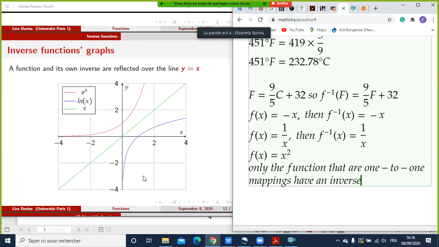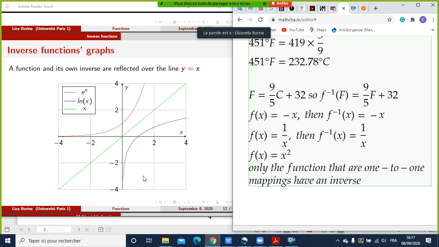So, inverse function graphs. That's very interesting, and I promised yesterday that I'm going to show you something beautiful about exponent and logarithm. This is something cool to know: a function and its inverse are reflected over the line y equals x. So if you have a graph and you put the 45 degrees line, which is y equals x, you're going to have symmetrical graphs of inverse functions.